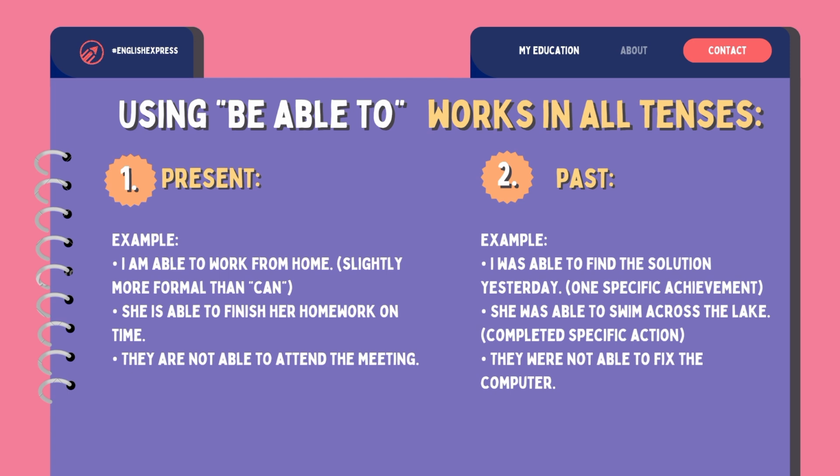So we use be able to in a formal situation and also to show a specific ability. For example, she was able to swim across the lake. It's a complicated specific action. And then they were not able to fix the computer.